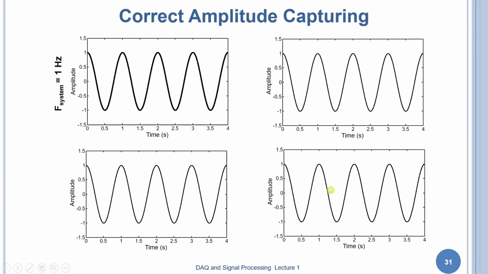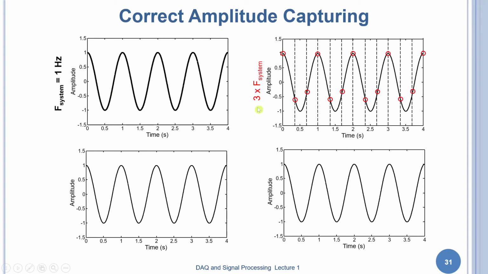Now, till now we only looked at frequency capturing. As per the Nyquist sampling theorem, what we had to do was sample at least twice or more than twice your signal frequency. I have a 1 hertz signal, so every 1 second I am getting one full cycle. Now let's sample at 3 times the signal frequency. So I'm going to get 3 points in each cycle: 1 2 3, 1 2 3, and so on.